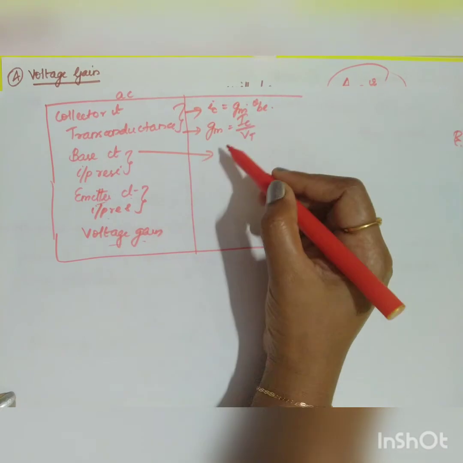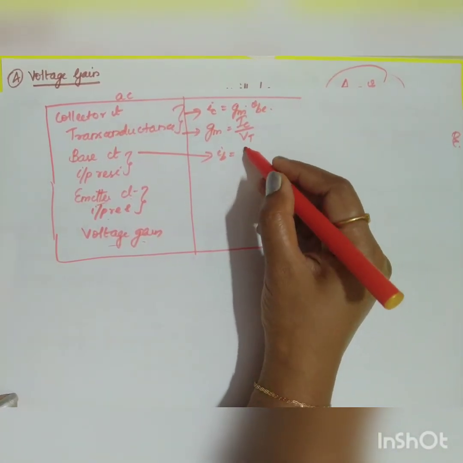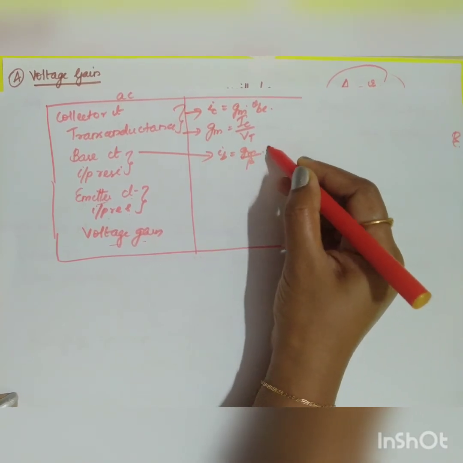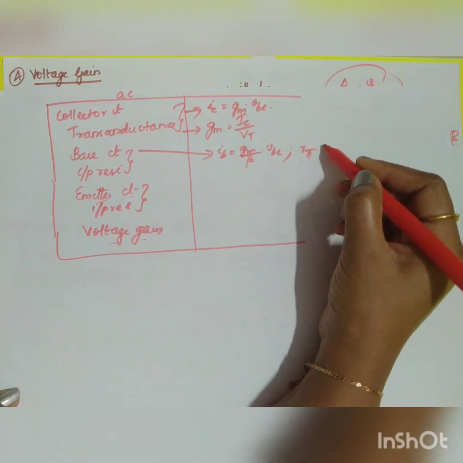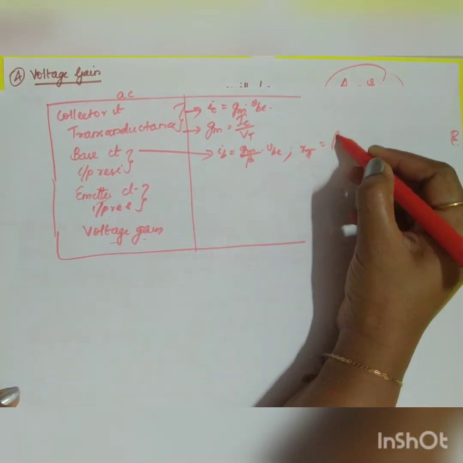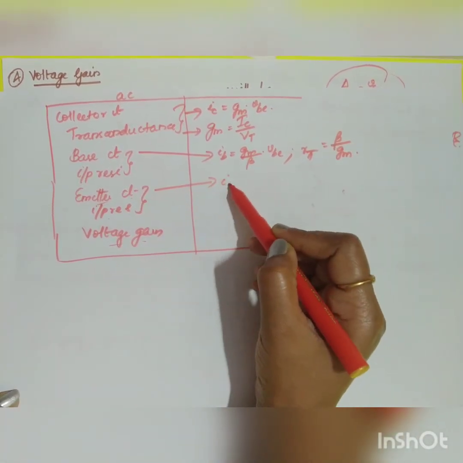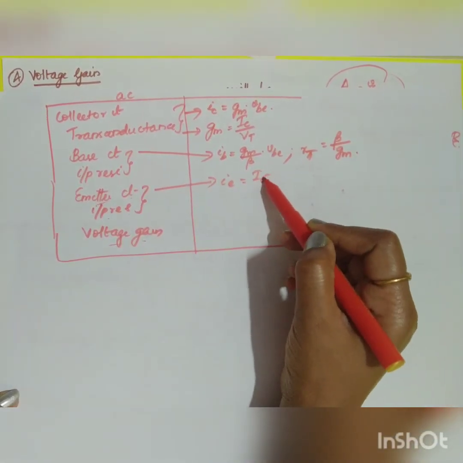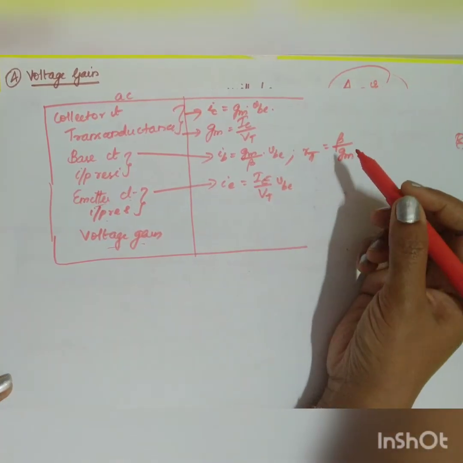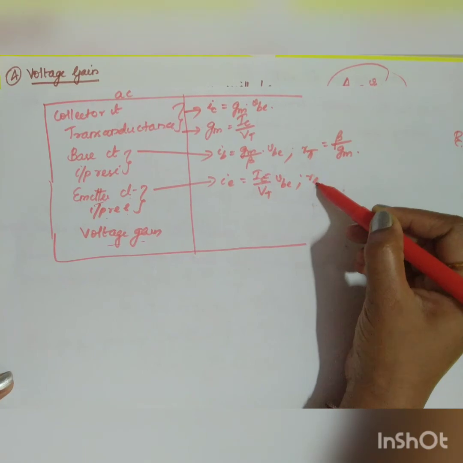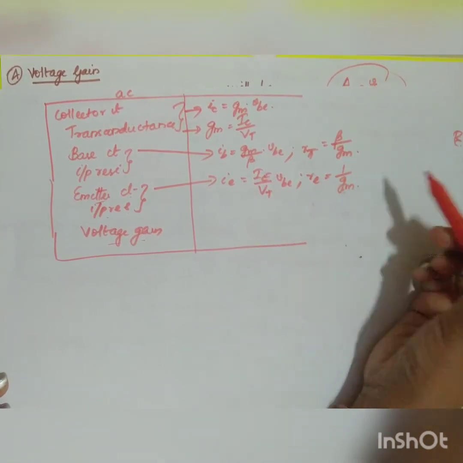What will be your small base current, signal base current? Small ib is equal to gm by beta into vbe. And what will be your input resistance? Rπ will be equal to beta divided by gm, right? What is your emitter current? Small ie will be equal to IE divided by VT into vbe. And what will be your input resistance? Re will be equal to 1 by gm, in terms of gm.